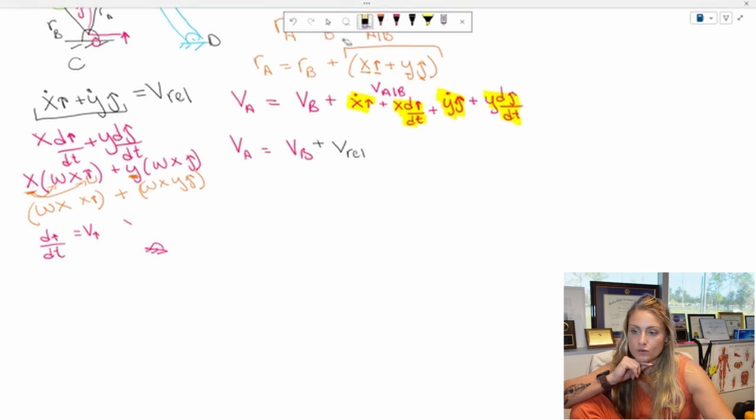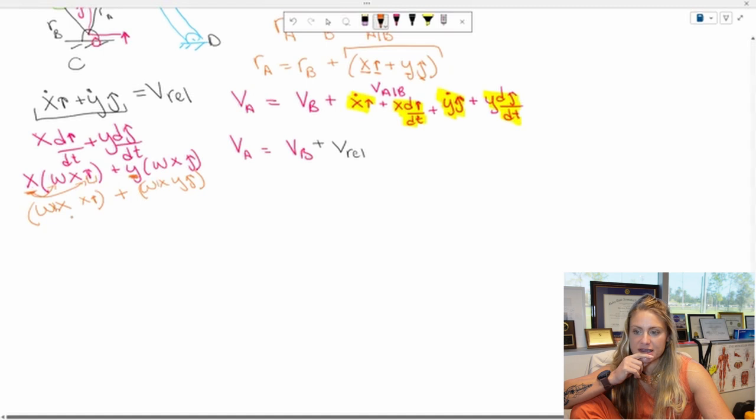All right, what am I going to say? If I work this out, this is in the k direction and this is in the k direction. What is omega k cross xi? Well, omega times x, and then k cross i is j. And then I'm going to do the same over here. Omega k cross yj is going to be omega y i in the negative.